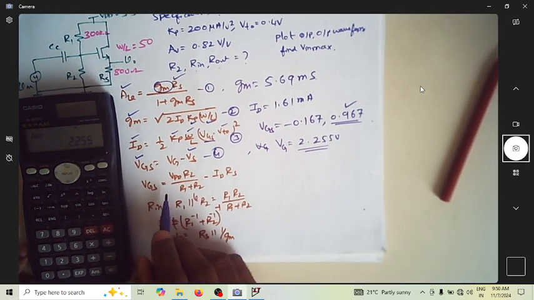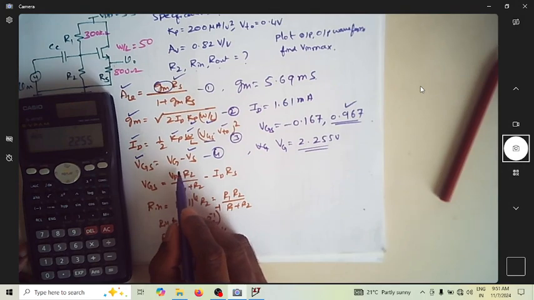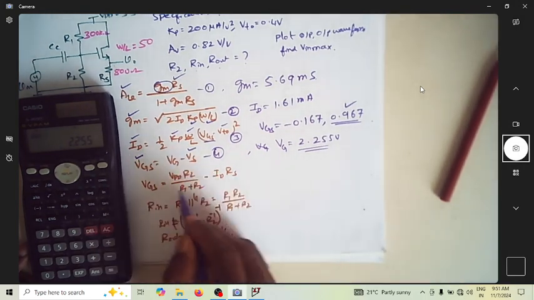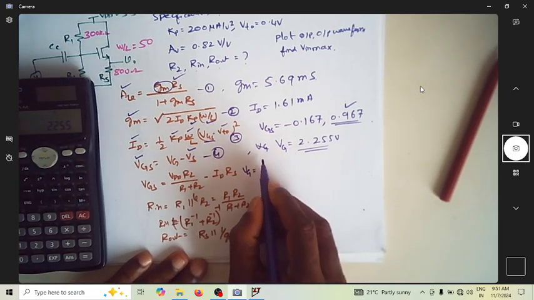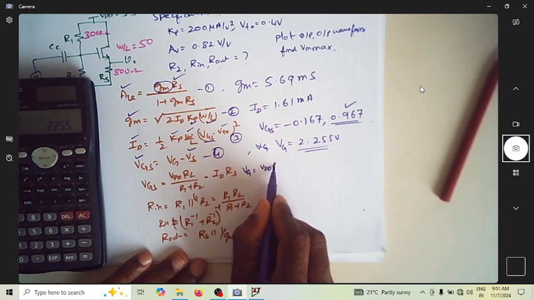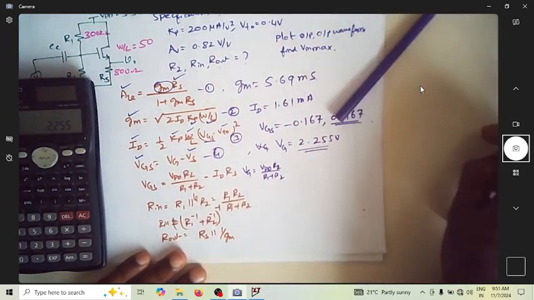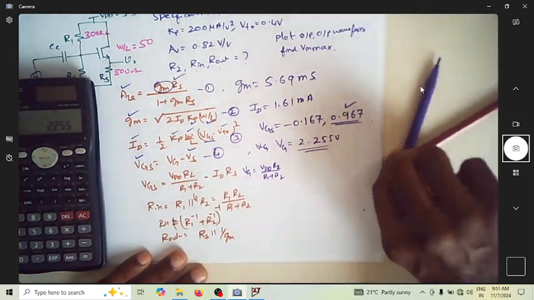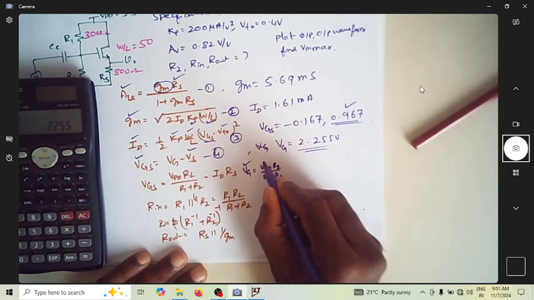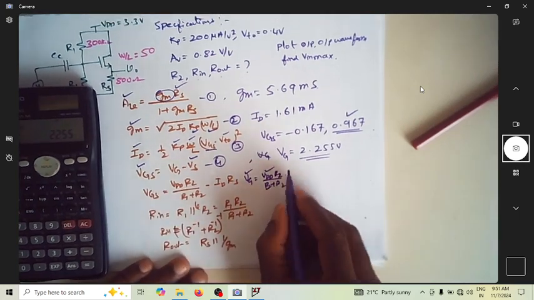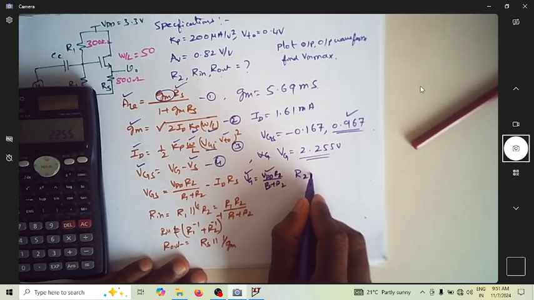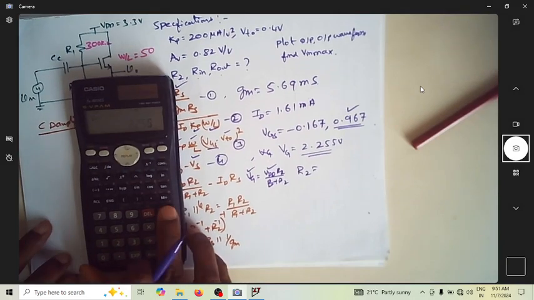In this expression, of course, let us not use the entire equation. Let me just use the equation where Vg is equal to VDD R2 by R1 plus R2. So here we know what Vg is now. We know what VDD is. We know R1 also, given as 300 kilo ohm. So we can find the value of R2. So what is the value of R2?